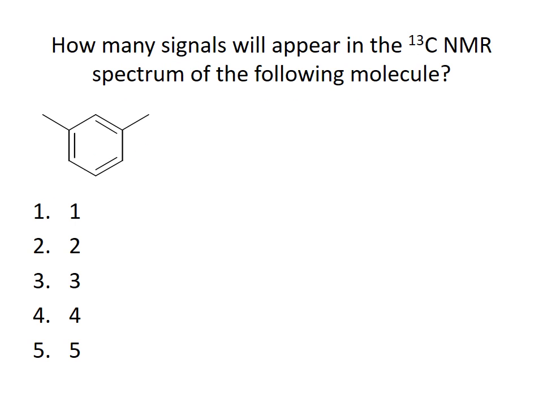How many signals or peaks do we see in a C13 NMR of this molecule? Well, if I go and I look at this molecule, you'll see it's symmetrical. I can draw a plane going down through this molecule, and so this side of the molecule is the same as this side of the molecule. So there are 1, 2, 3, 4, 5 different carbons.